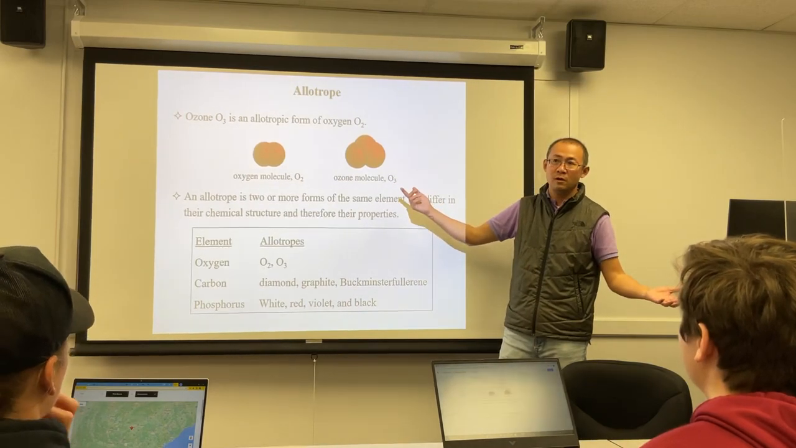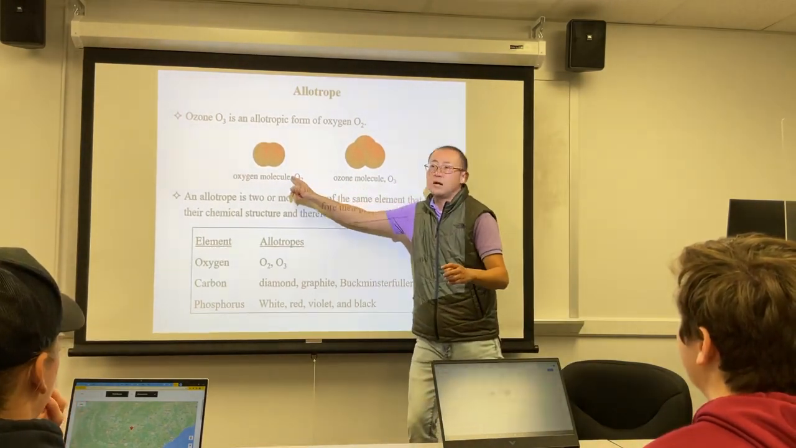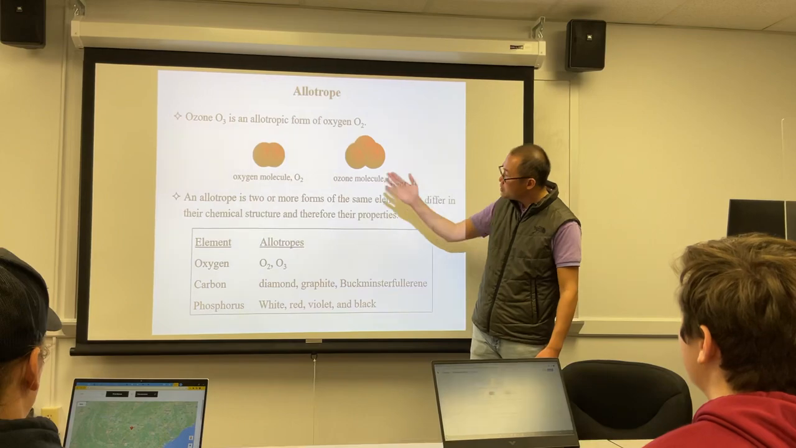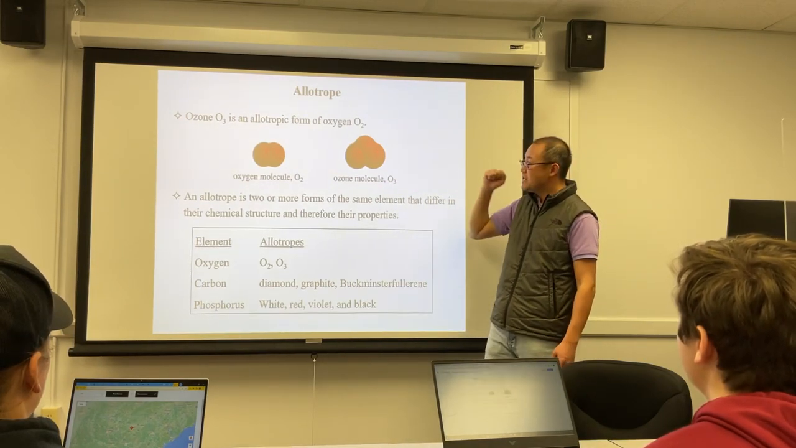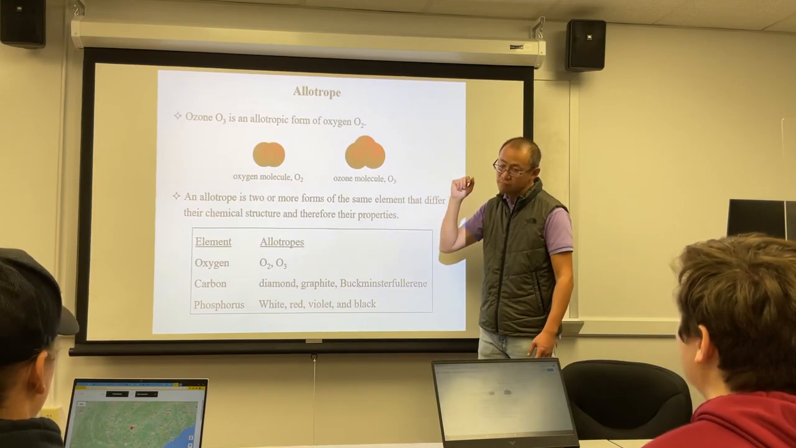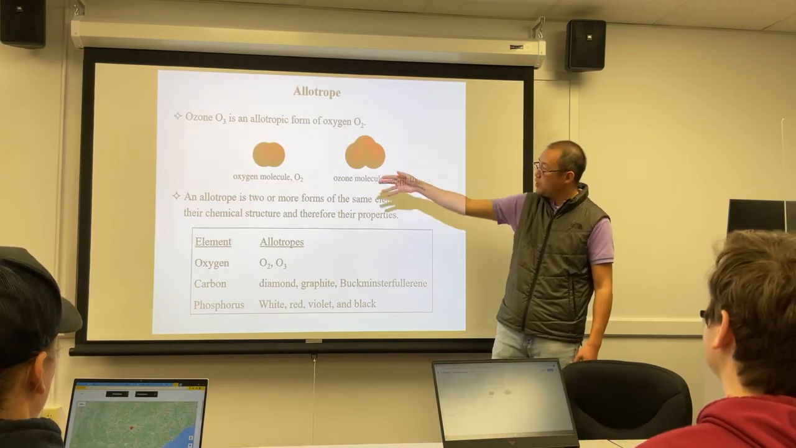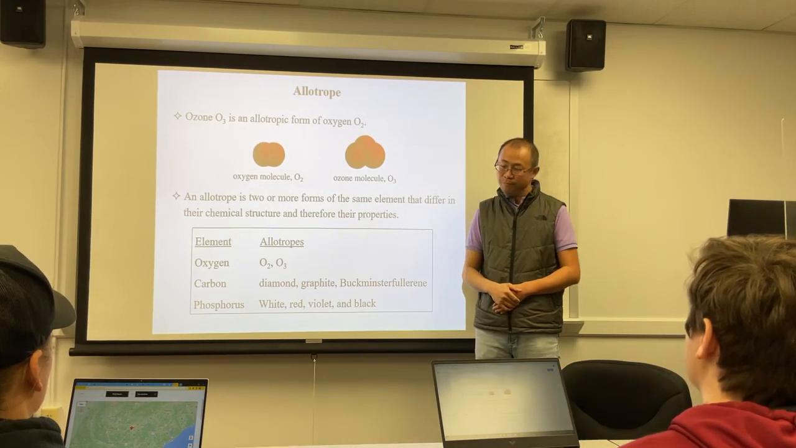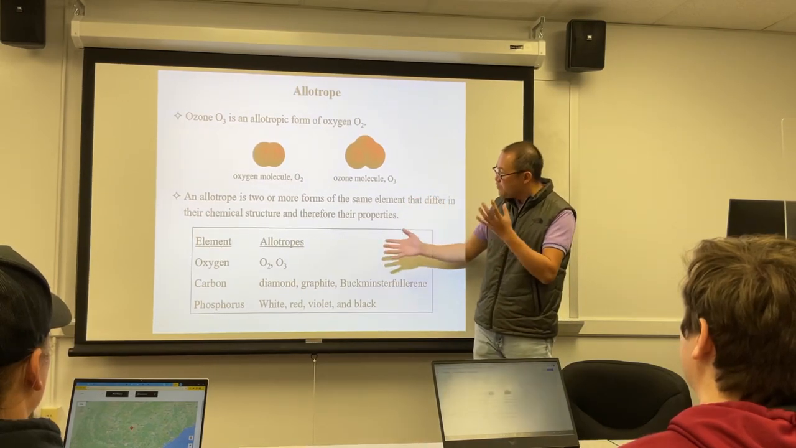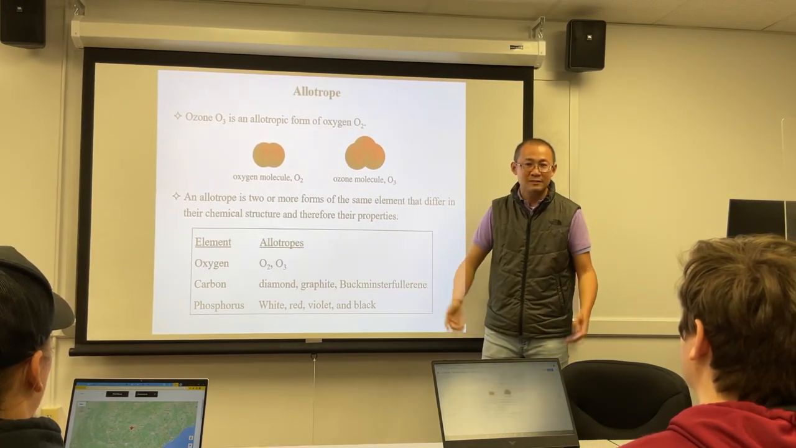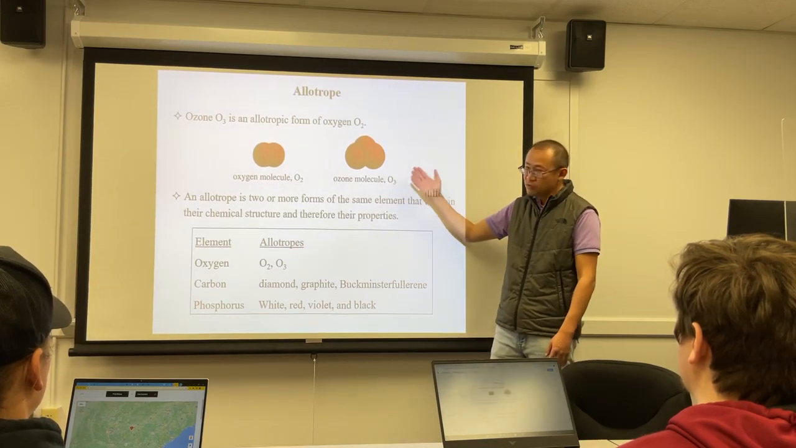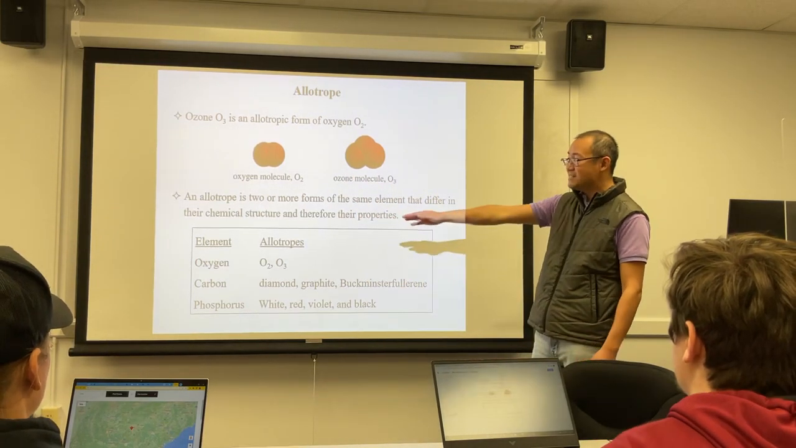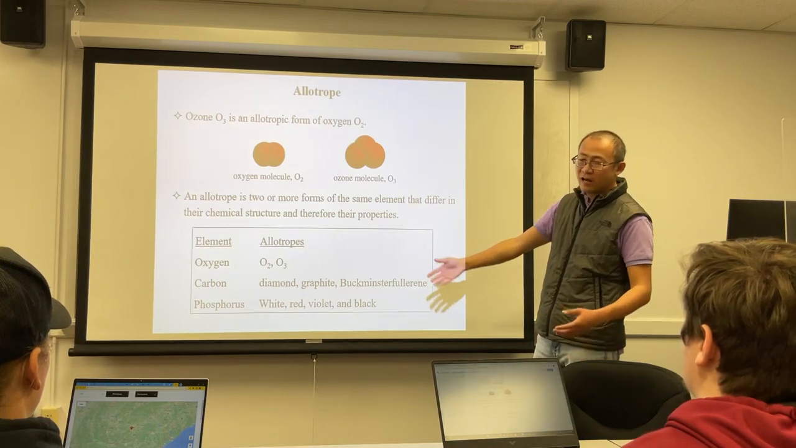Oxygen. And we know oxygen usually exists as O2, which is oxygen gas. So what are these two? They're both oxygen elements, right? But they're different molecules. We call these two molecules, or these two substances, allotropes. Allotropes are different forms of the same element. Oxygen and ozone are both oxygen elements, but they're different substances. Besides oxygen, some other elements have allotropes too.